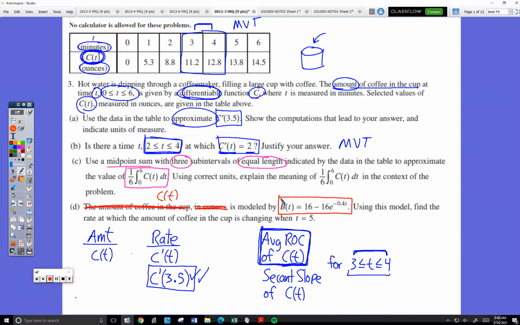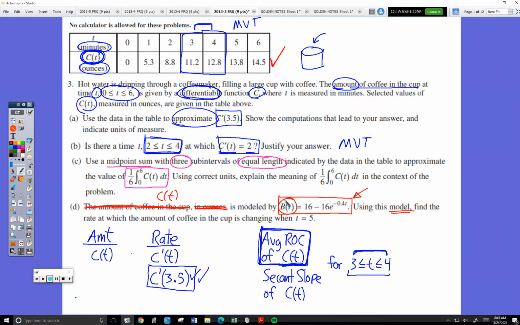So now we have the fact that this table shows us measurements. It says they actually measured the coffee in the cup at different times. Then a mathematician or engineer or scientist took that data and created a mathematical formula that decently mimics the table. Doesn't mean it matches, it just follows it pretty close. It models the table. Using the model, so we've got to use B now.